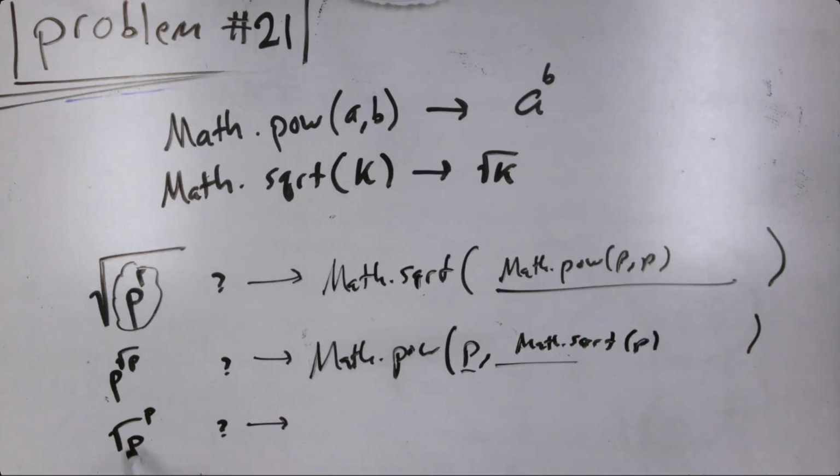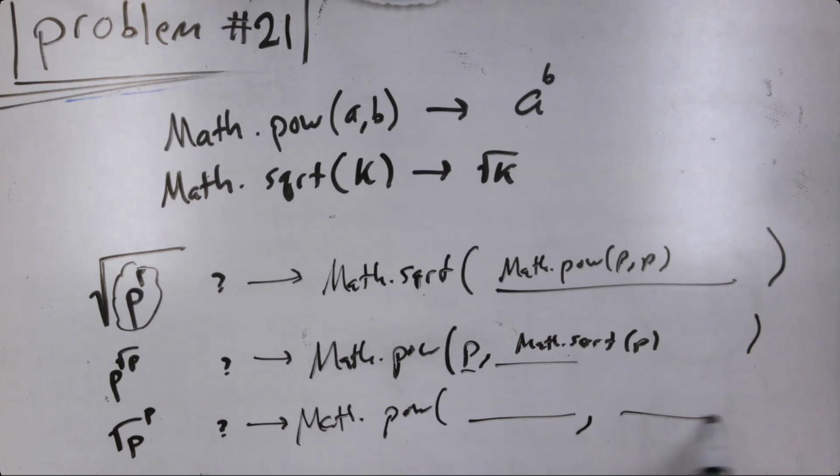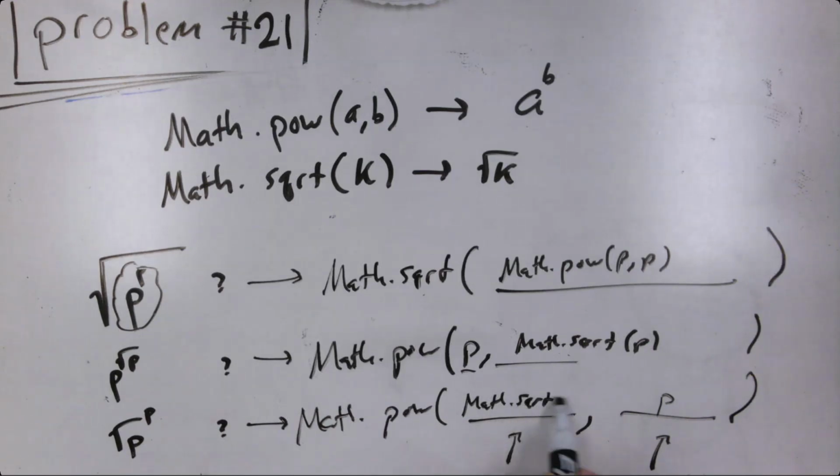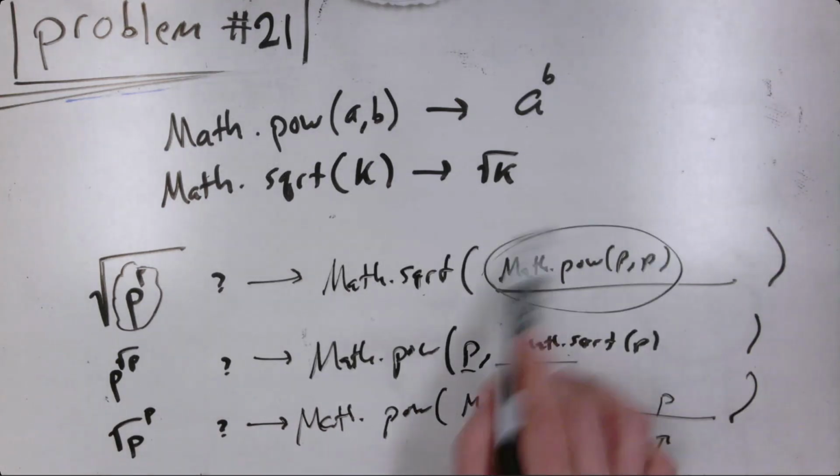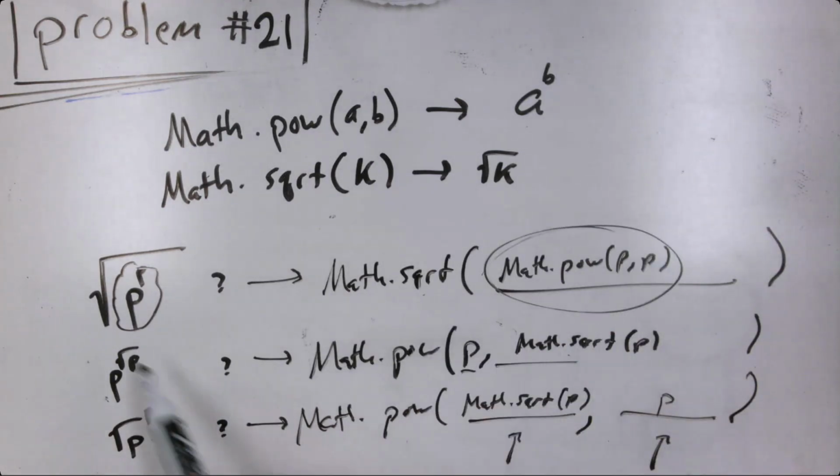Here it's sort of the reverse. I want something to the something, so I'll do Math.pow. The first input's the base, the second input's the exponent. The exponent should just be p. The base is the thing where I want the root, so here I'll do Math.sqrt(p). So this problem was about whether you can think about what composition of methods will make sense for computing the thing you want to compute.